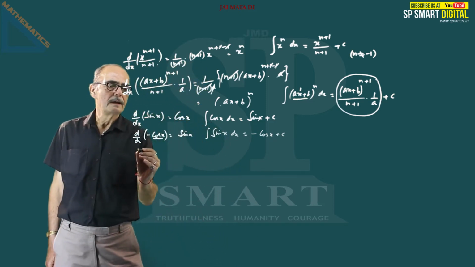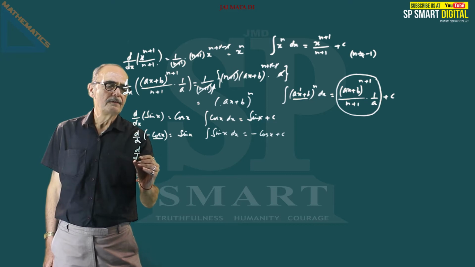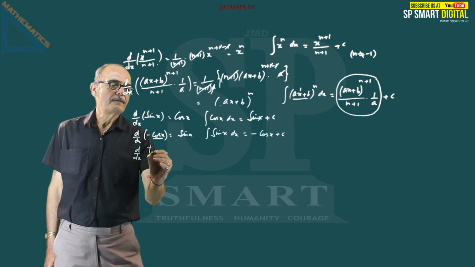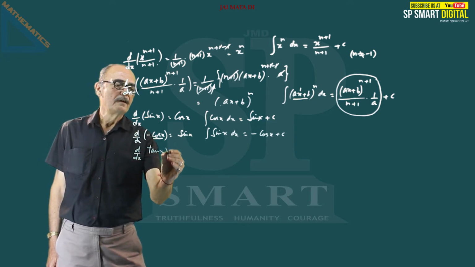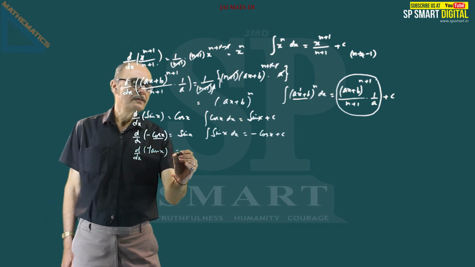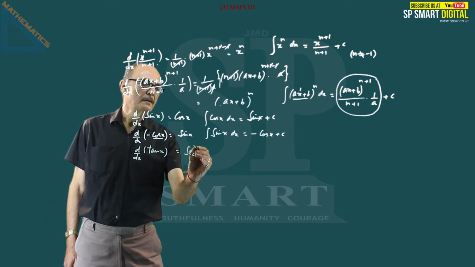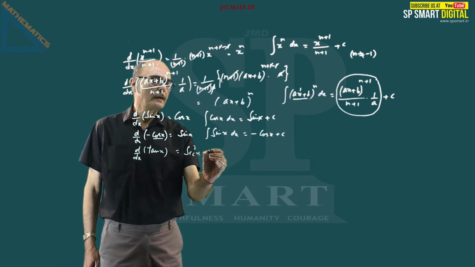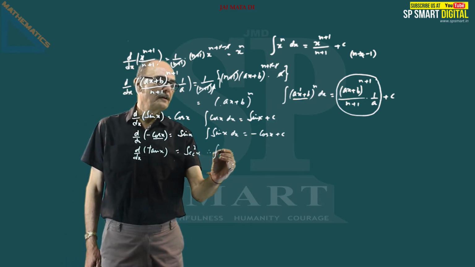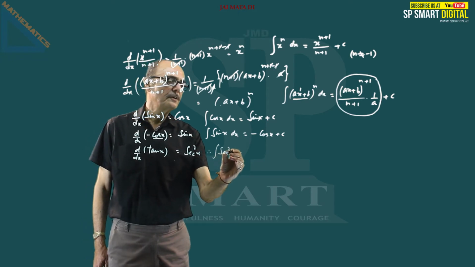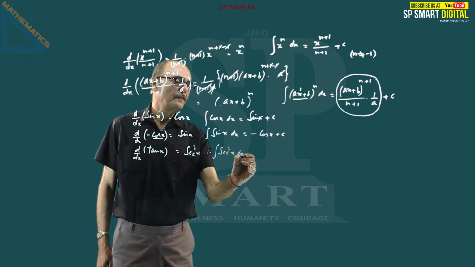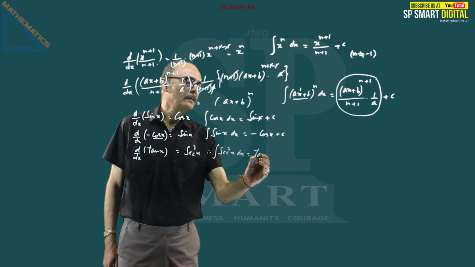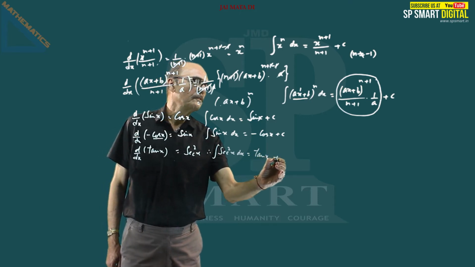Then next is d upon dx of tan of x. Derivative of tan of x is secant square x, and therefore integral of secant square x d of x is tan of x plus constant c.